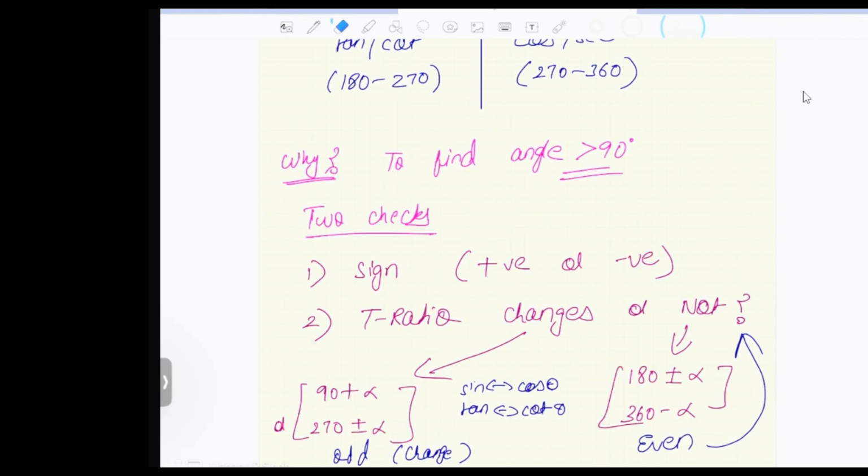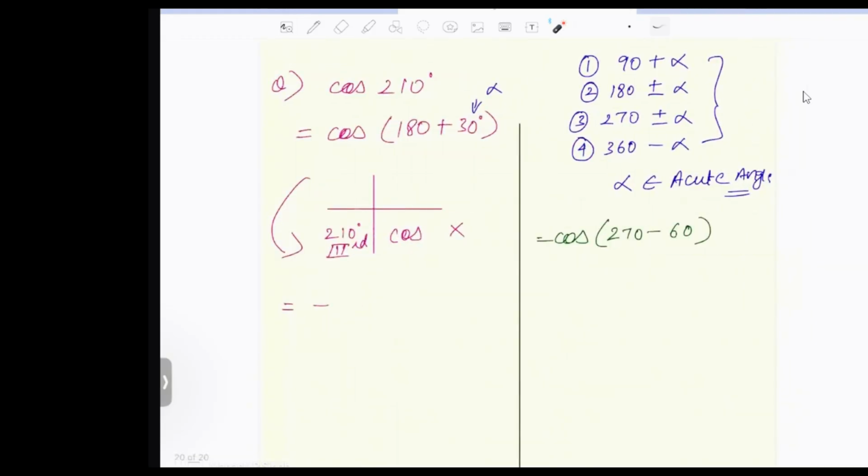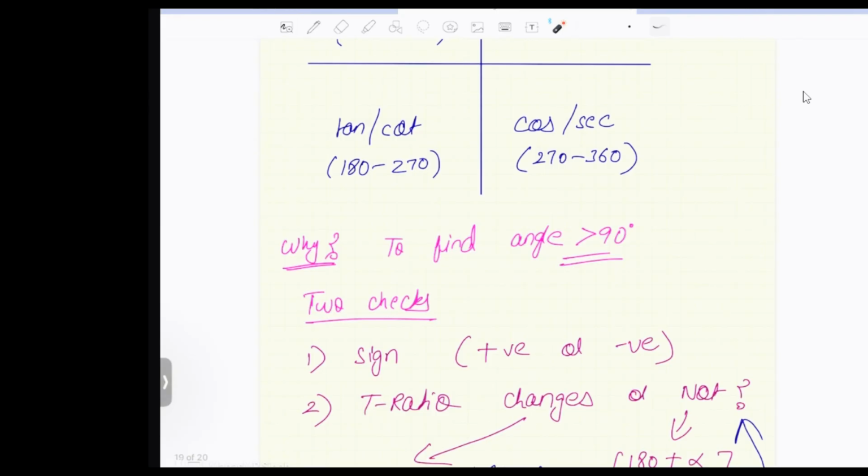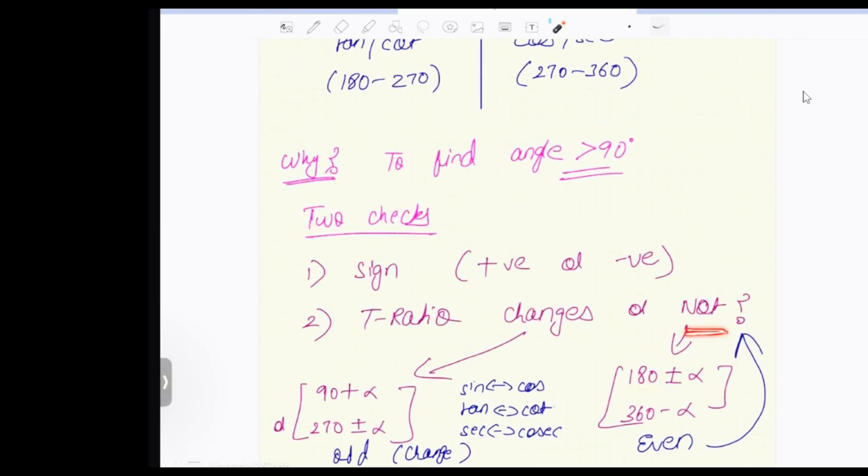And sec becomes cosec and vice versa. Now the reason I generally prefer to change in 180 or 360, if possible, is because we don't have to worry about the T ratio. T ratio will not change. Why? Because it's even. So when it's even, you do not change, no changes.